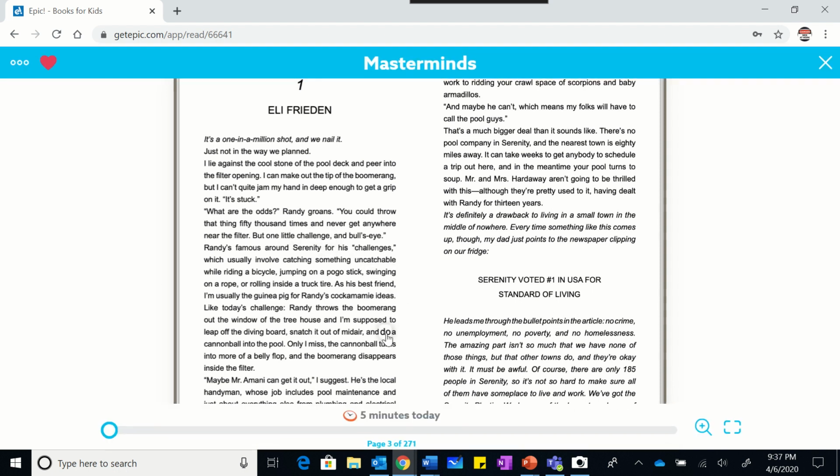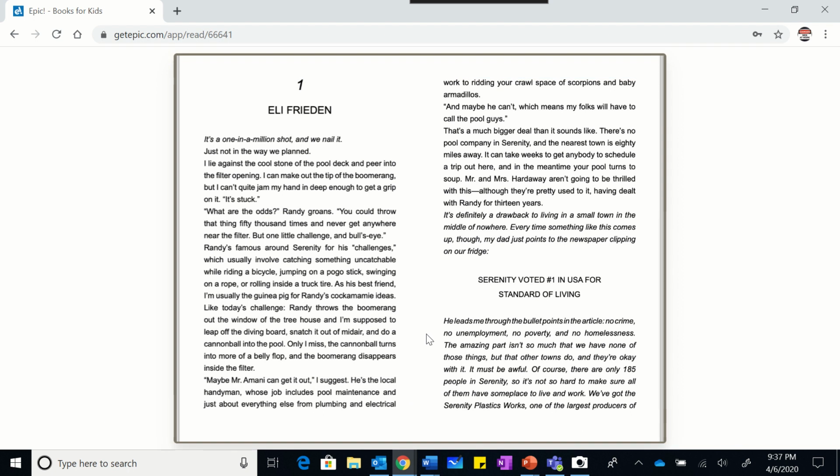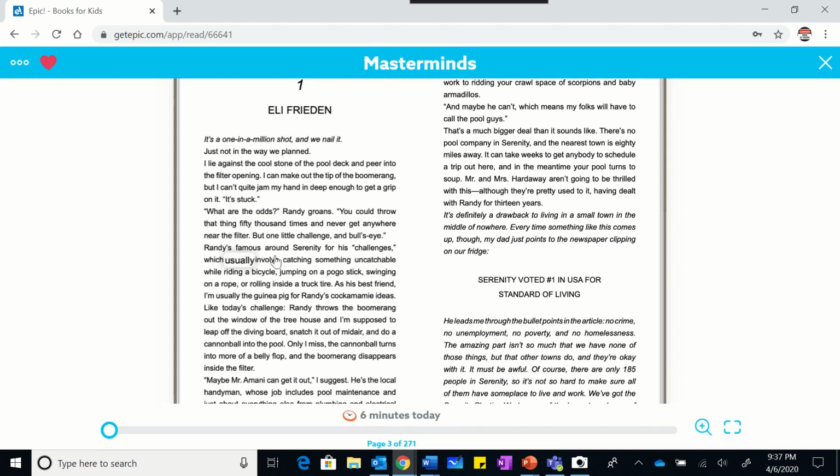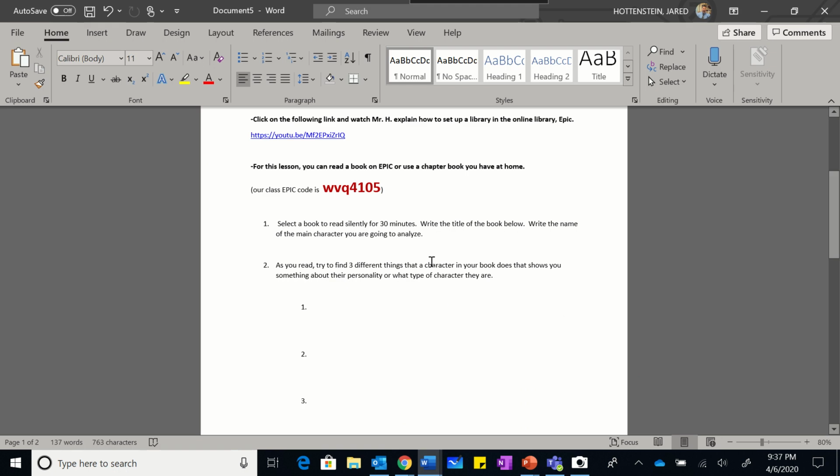So I can go back into my paper. I have to figure this one out. It's Randy. So that's the character I'm going to be working with. So I can type it up here. The book is Masterminds. The character is Randy. And what does Randy do?